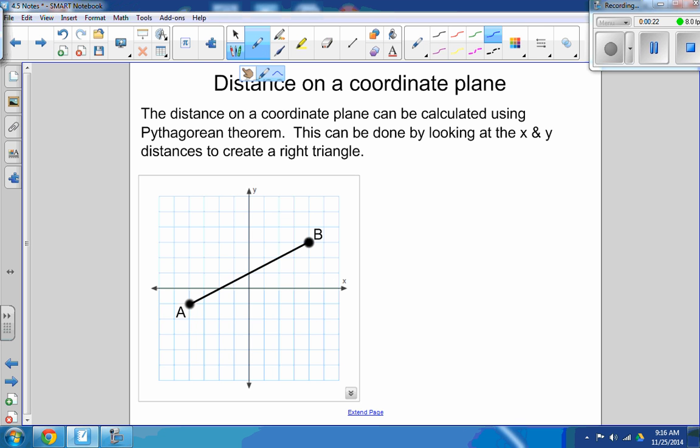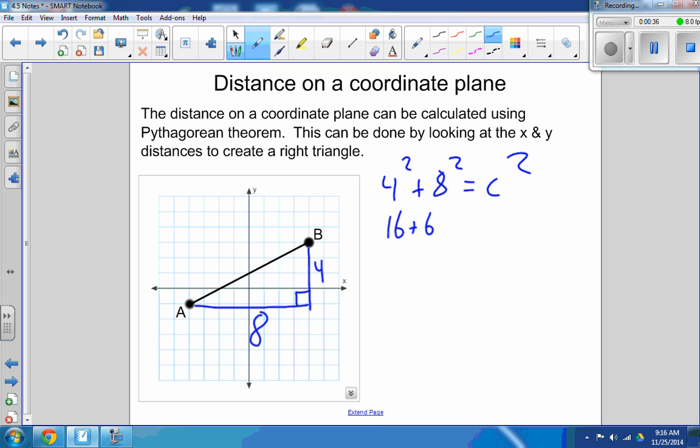So in this problem, we can see we've got a distance of 8 and then a distance of 4. So that's a right triangle, and so we can do the Pythagorean theorem. 4 squared plus 8 squared equals c squared. So 16 plus 64 is c squared. So c ends up being the square root of 80. And let's go ahead and simplify that. We know that's 5 and 16. 16 reduces to 4, so 4 square root of 5.